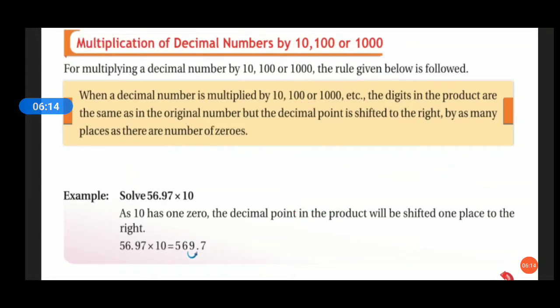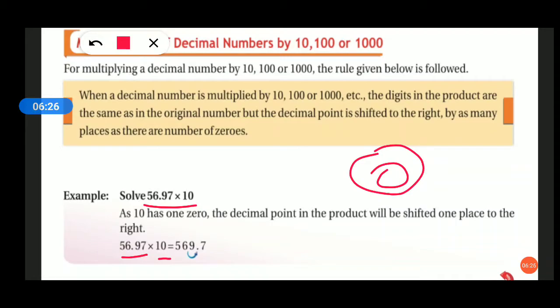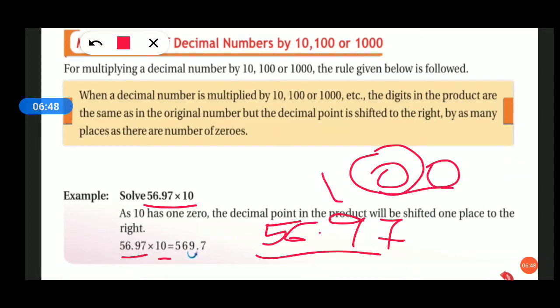See here. Solve 56.97 into 10. We have 10. Okay. So 10 means, for 10 how many zeros are there? Only one 0 is there. So the point should be shifted. Here we have the point before 9. It should be shifted to the right. See here, 56.97. For 10, how many zeros are there? Only one 0. So only one place should be moved. If there is one zero, only one place will move. If it has 2 zeros, 100 has 2 zeros, so you need to move 2 times.